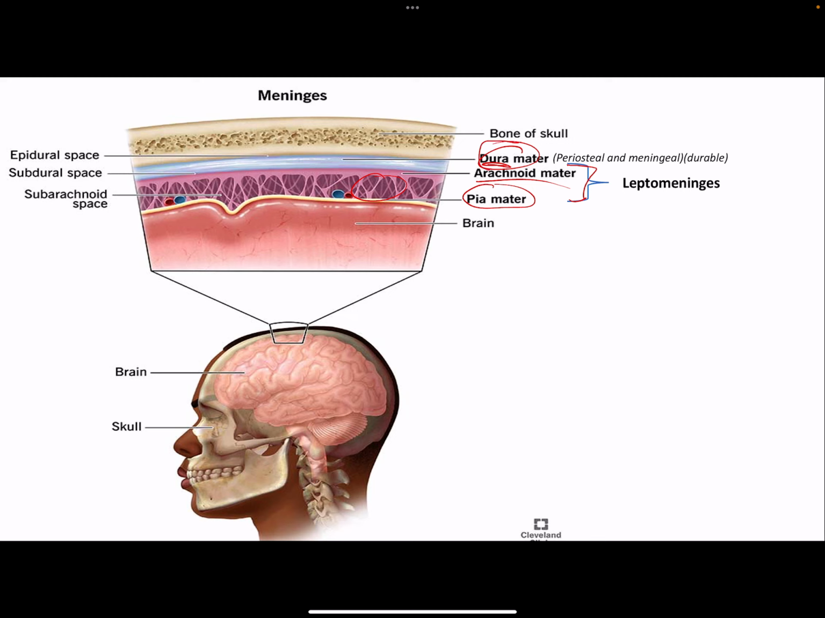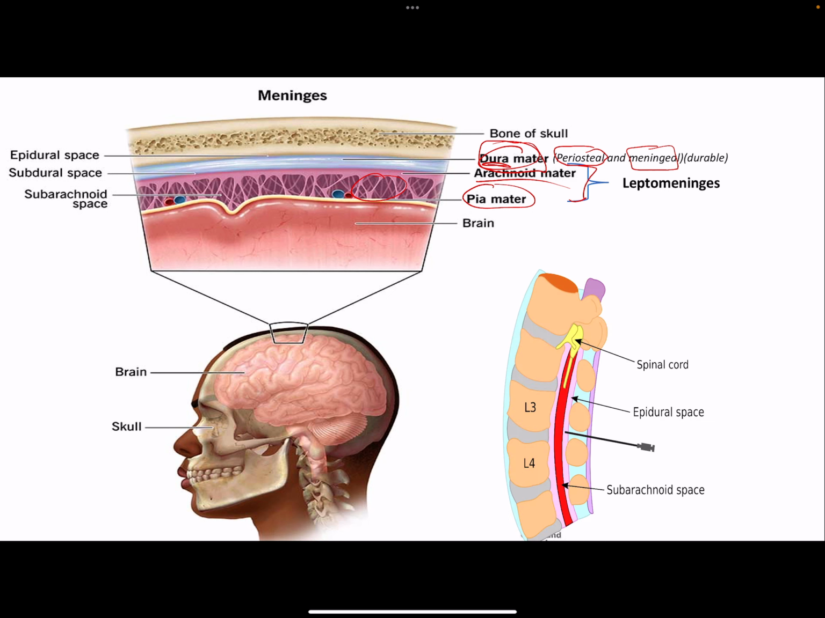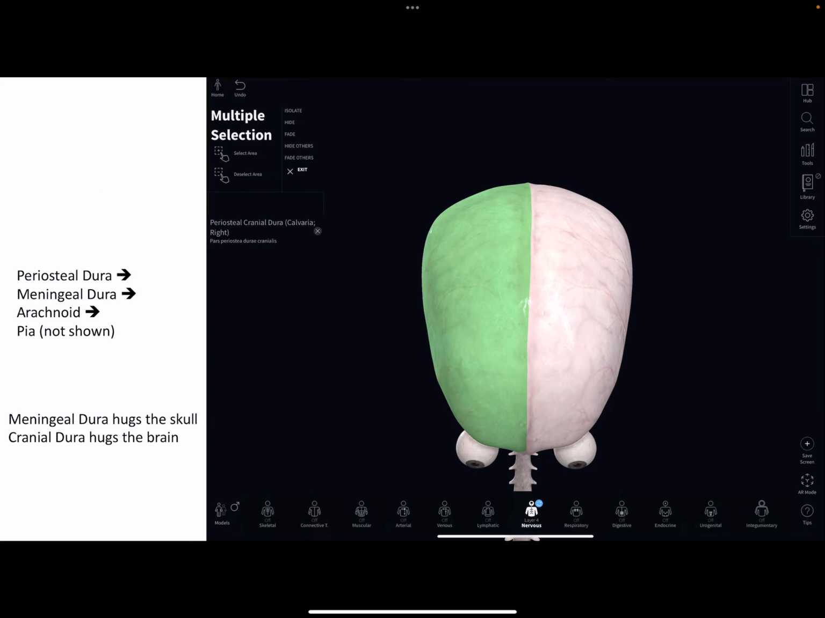Now, when we do talk about the dura, though, it is important to make a distinction. We have the periosteal, also known as cranial dura, and then the deeper meningeal layer. And there's going to be an important distinction between those two when we're looking at divisions of the brain. So one more note on the subarachnoid space. This is where we might administer medications. We might also extract cerebrospinal fluid from here for analysis. All right, let's watch this amazing video.